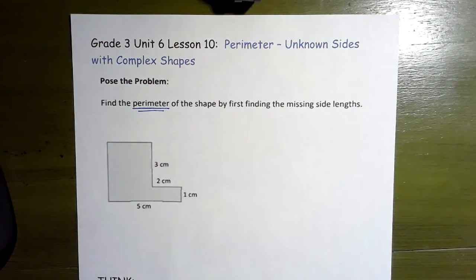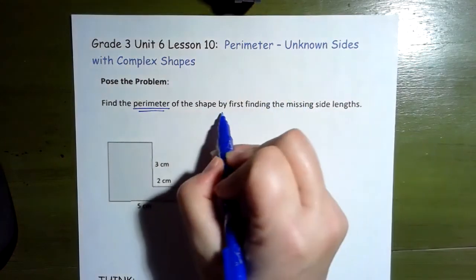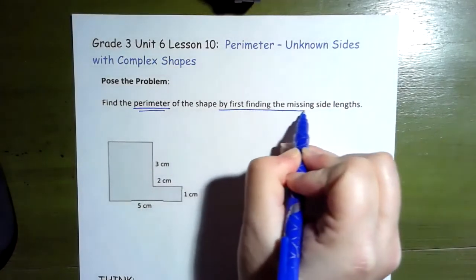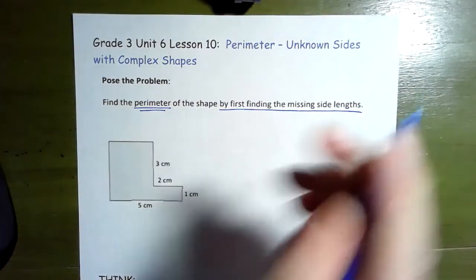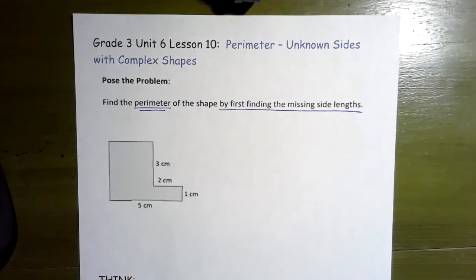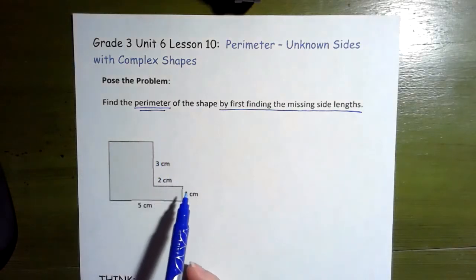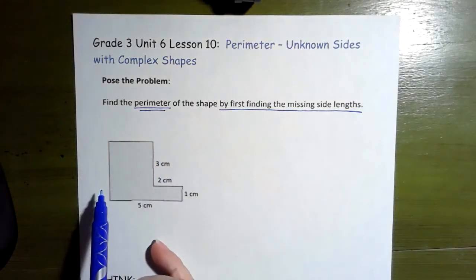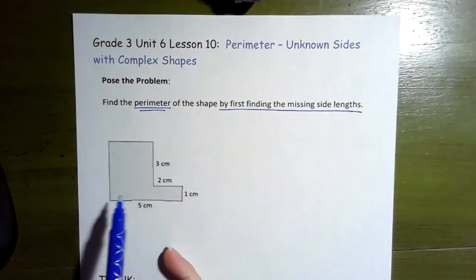What do we need to find first? Say it out loud. We need to first find the missing side lengths. And in this case, there are two. This is important because the perimeter is the total distance around the outside of the shape, and we need to add together all the sides to find the perimeter.